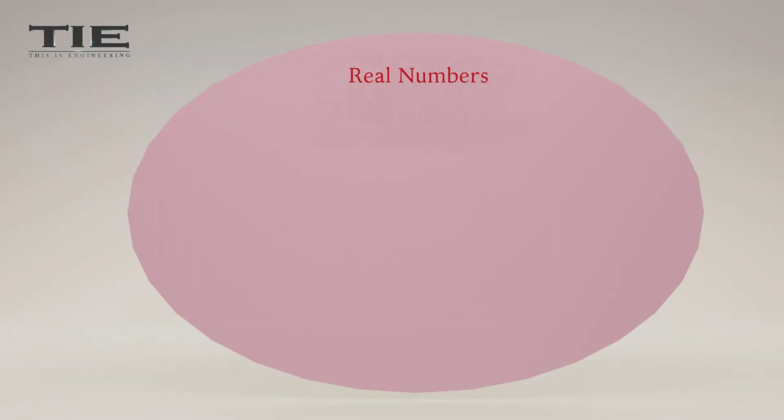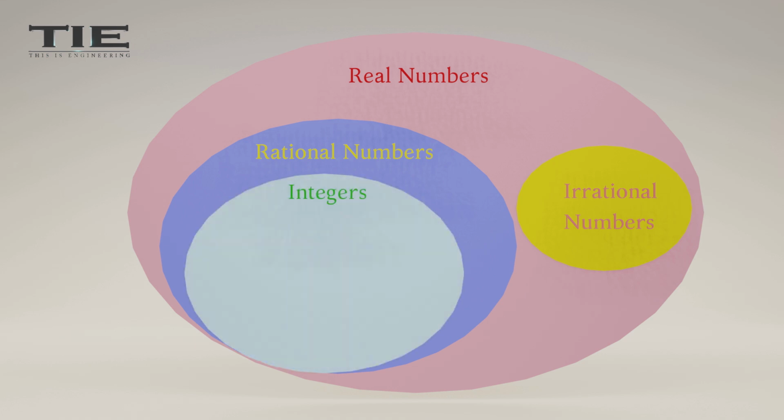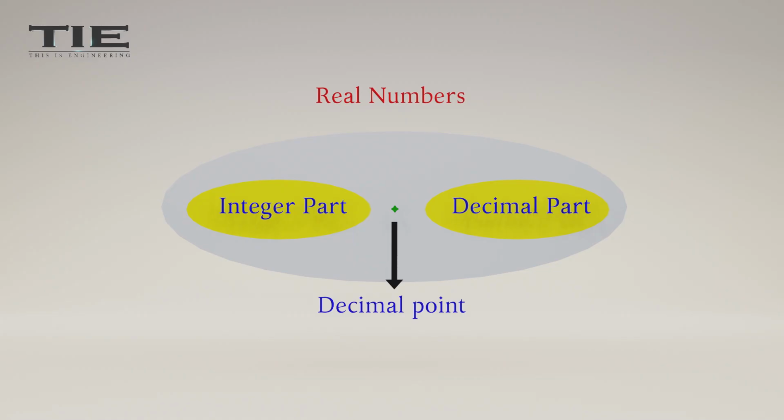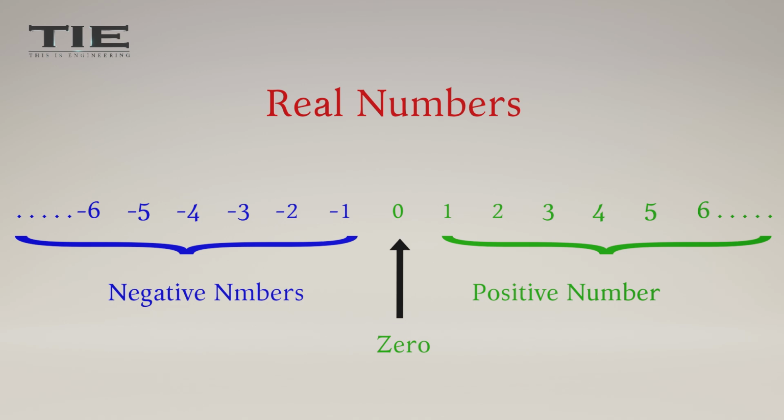We know real numbers include rational numbers, irrational numbers, integers, whole numbers, and natural numbers. Real numbers can be expressed as the sum of a decimal and an integer. All real numbers, except 0, are either positive or negative. So, the number line was created for visual representation of all these real numbers.